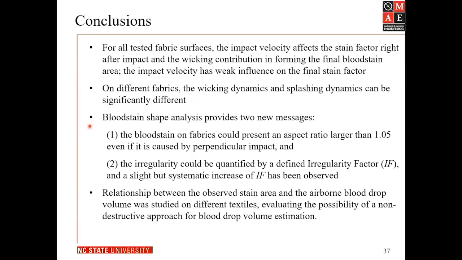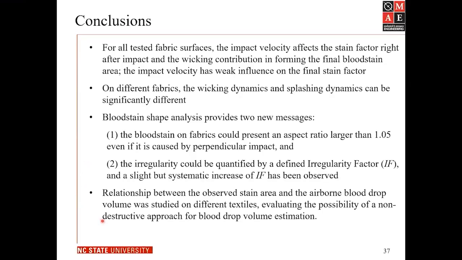In the bloodstain shape analysis, we get two new messages: the bloodstain aspect ratio can be larger than 1. Depending on the fabric, it can be much larger than 1. For the plain woven we looked at, it was very close to 1. It varied a little bit with impact velocity, but was still fairly close to 1. The irregularity factor, likewise, can be quantified to get more information, but remember, this is after wicking. Much of the information we're interested in has been eliminated by the wicking process.